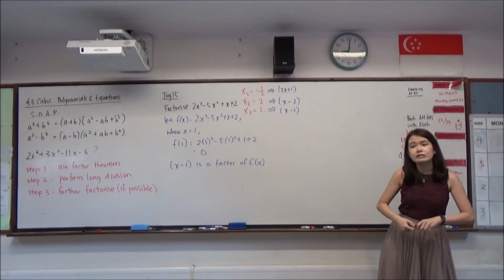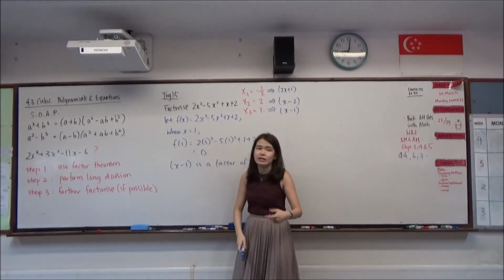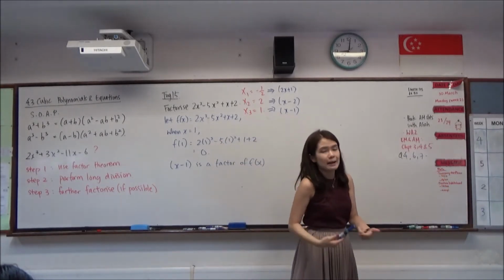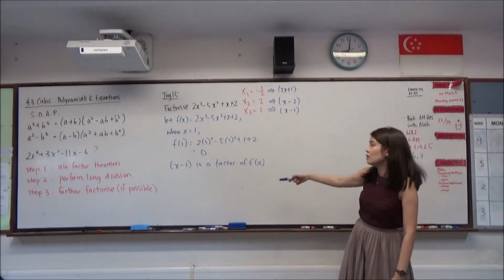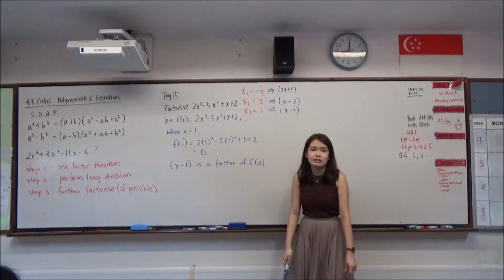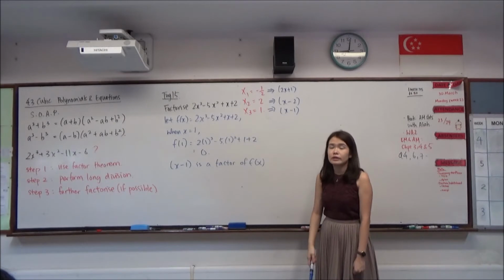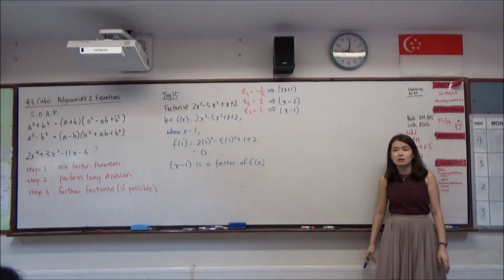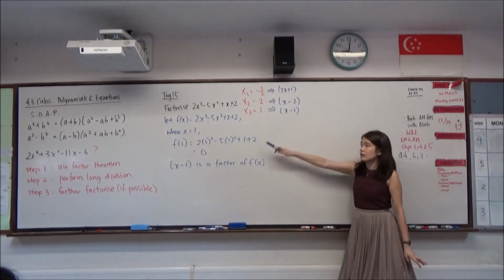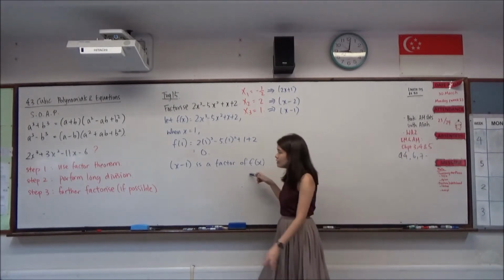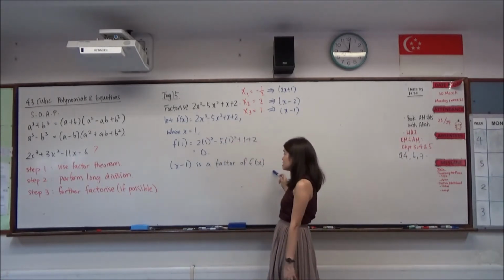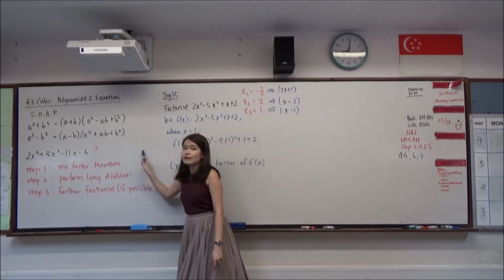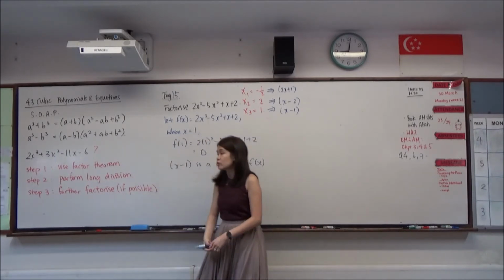Because otherwise, you will be going through having to test out every single number that you are familiar with to see whether you will get 0 or not. Does anyone not understand what I'm trying to say? Alright, so use the calculator to do this process. Now that we have x minus 1 is a factor of f(x) already, step 1 is clear. Now we go into step 2.